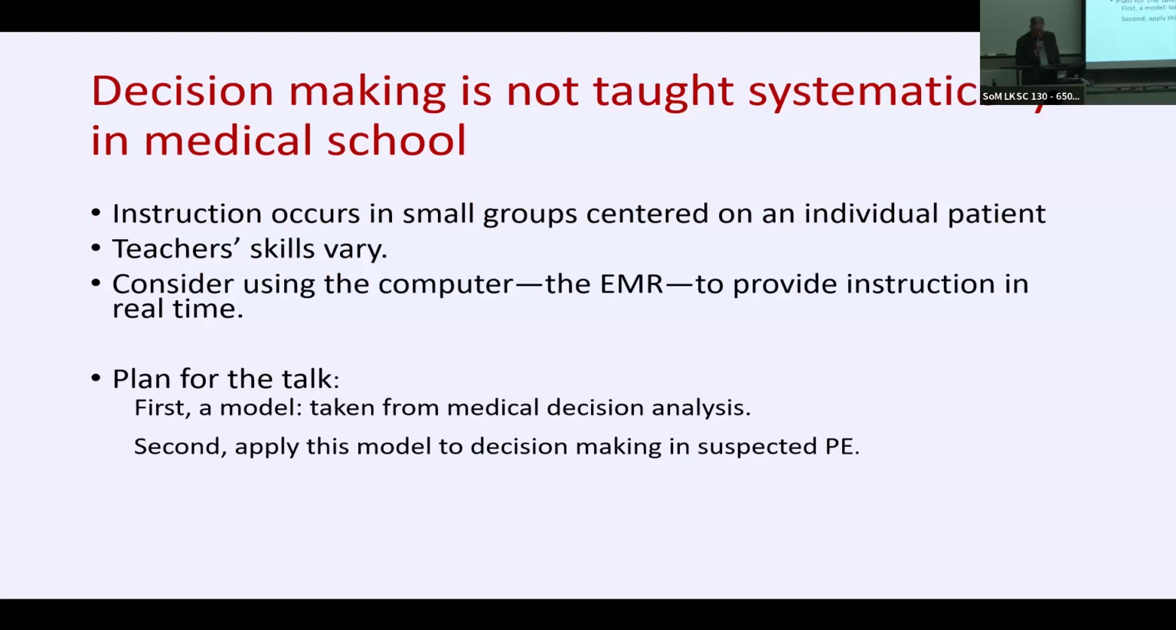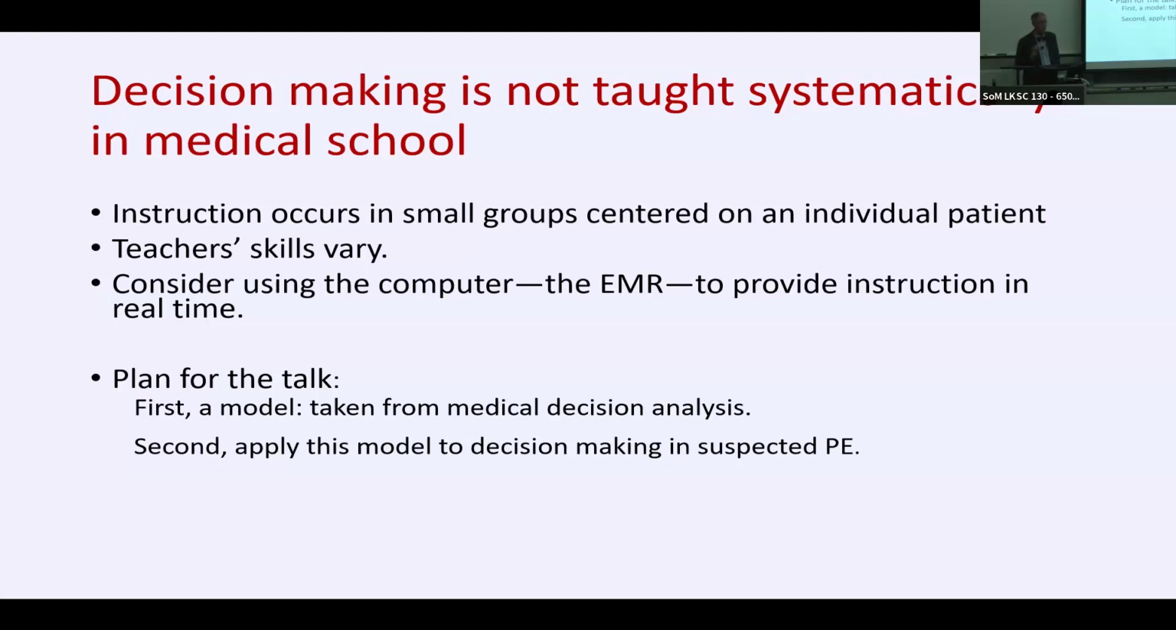And I'm going to make the proposal that by using the computer to help guide people through the evaluation and decision treatment, they can learn without having to depend on their attending being a real expert on probability theory and so forth, like I was.